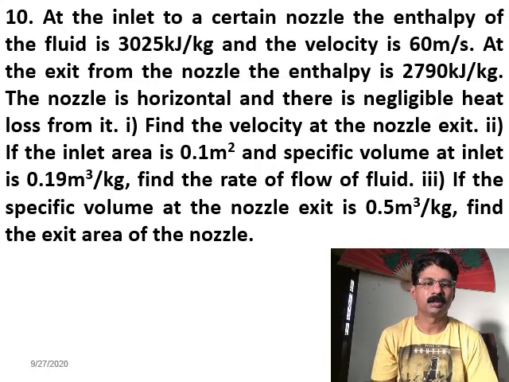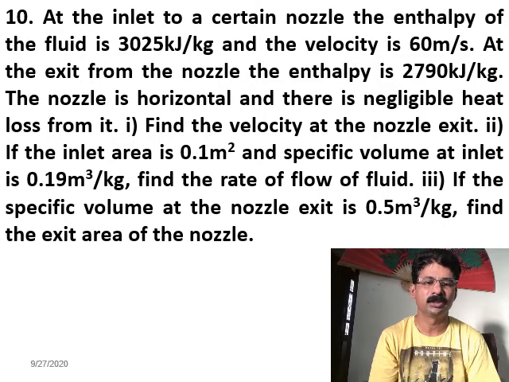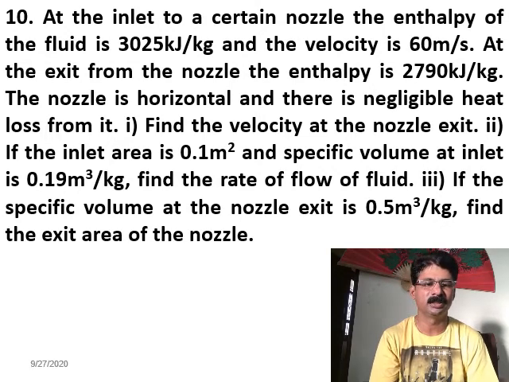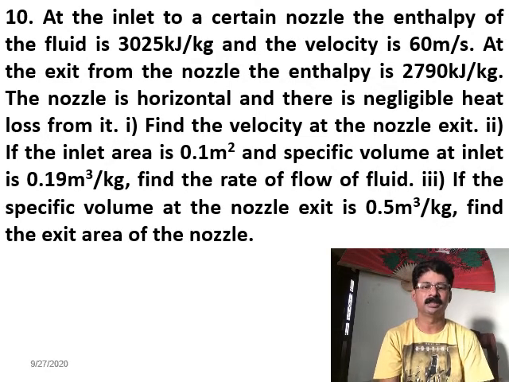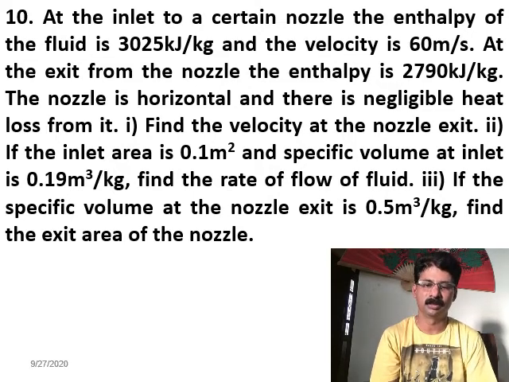Let us solve this problem. At the inlet to a certain nozzle, the enthalpy of the fluid is 3025 kilojoules per kg and the velocity is 60 meter per second. At the exit from the nozzle, the enthalpy is 2790 kilojoules per kg. The nozzle is horizontal and there is negligible heat loss from it. Find the velocity at the nozzle exit.